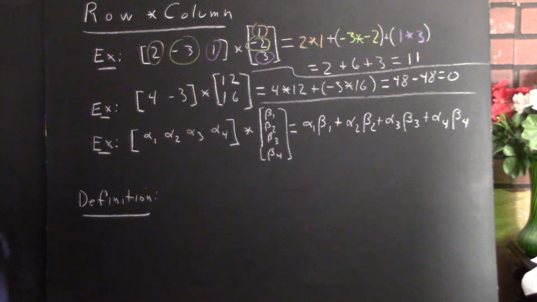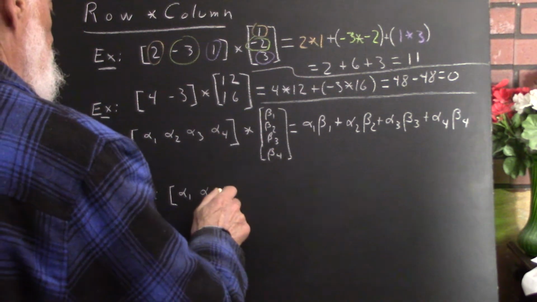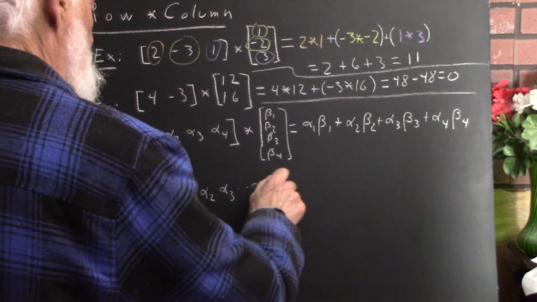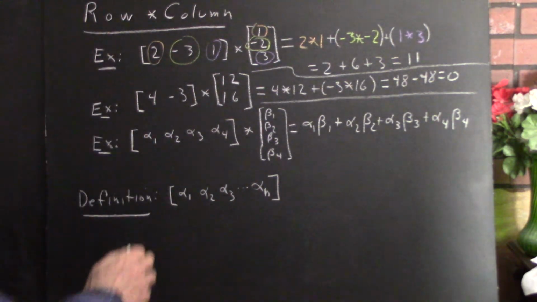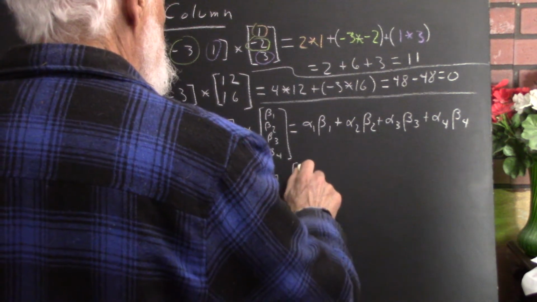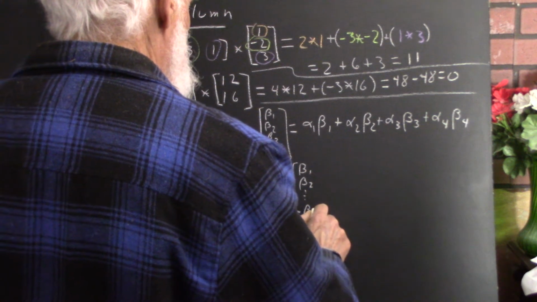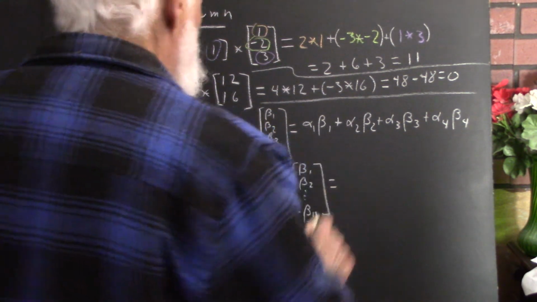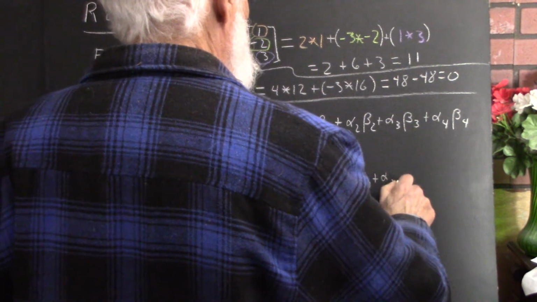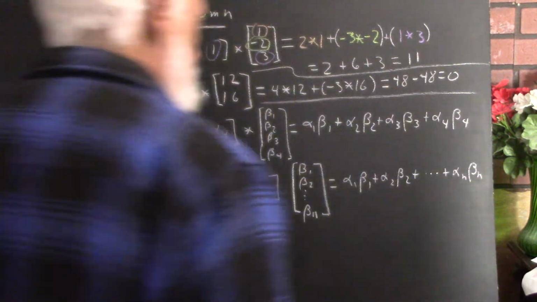Now, what you really have to remember is just how you do this. Definition. If you want to write a formal definition, I can write it in terms of alphas and betas. I can say that the row alpha 1, alpha 2, alpha 3, and so forth out to alpha sub n, so that there are n of them, multiplied by the column beta 1, beta 2, and so forth, and we have to have n of these also, beta n, is equal to alpha 1, beta 1 plus alpha 2, beta 2, plus etc., until we get up to alpha n and beta n.